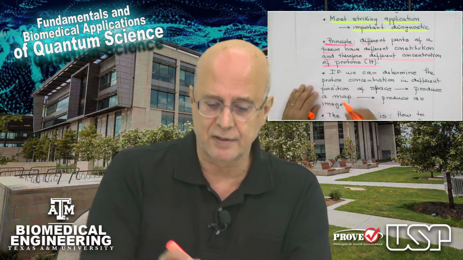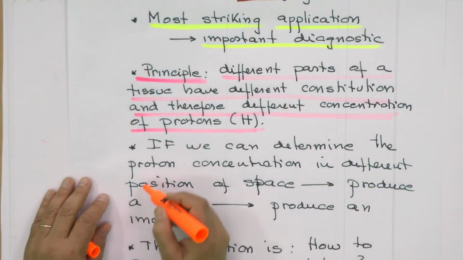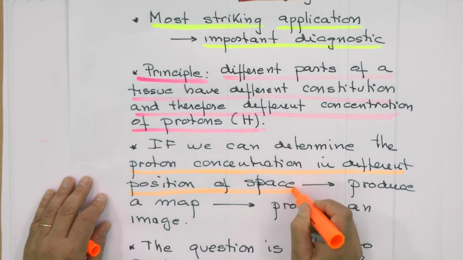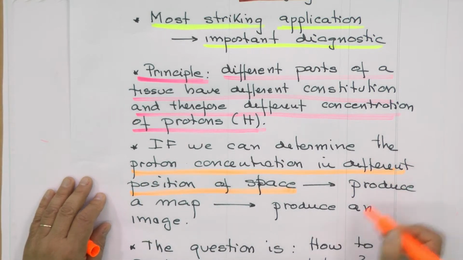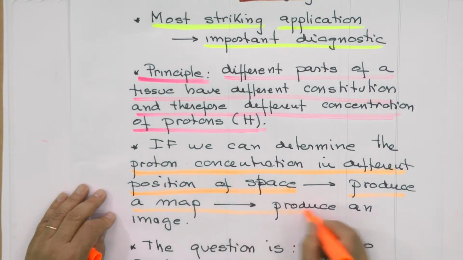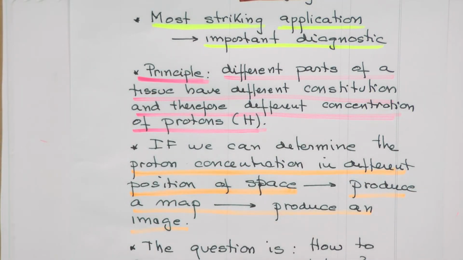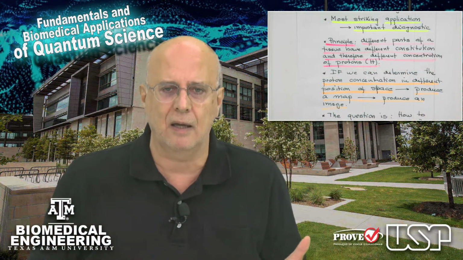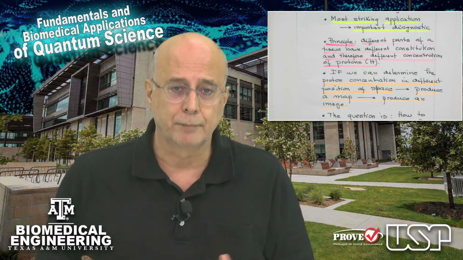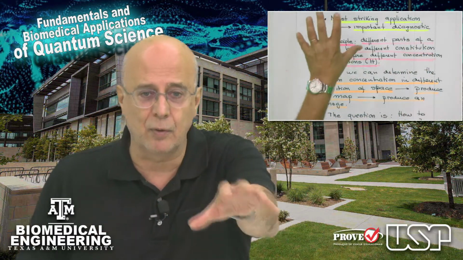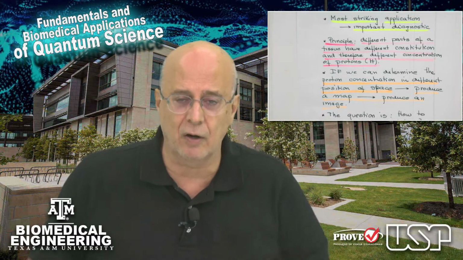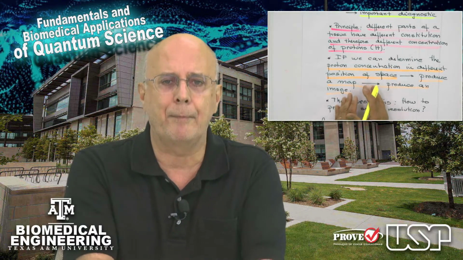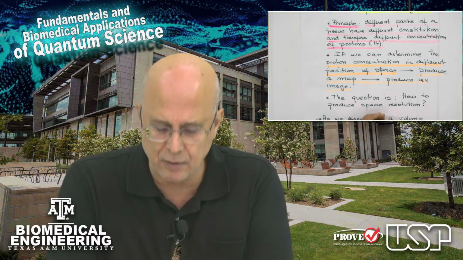The question here is, if we can determine the proton concentration, or the hydrogen concentration, in different positions of space, then we can produce a map. We make a map, the same way you make a map of a country saying where the different types of plantation are, oil production in one state, fruit production in another, beef production in another, and so on. You make a map of the concentration of hydrogen.